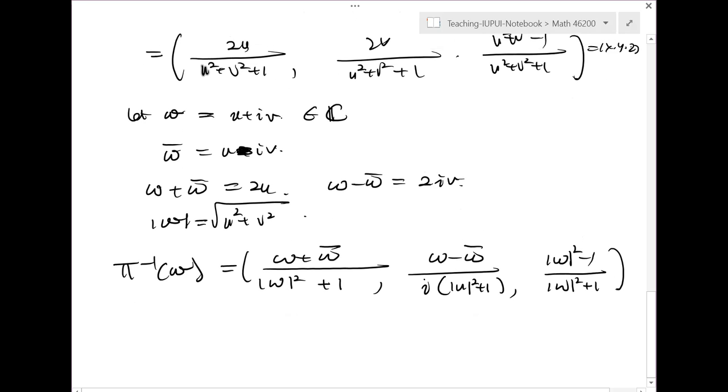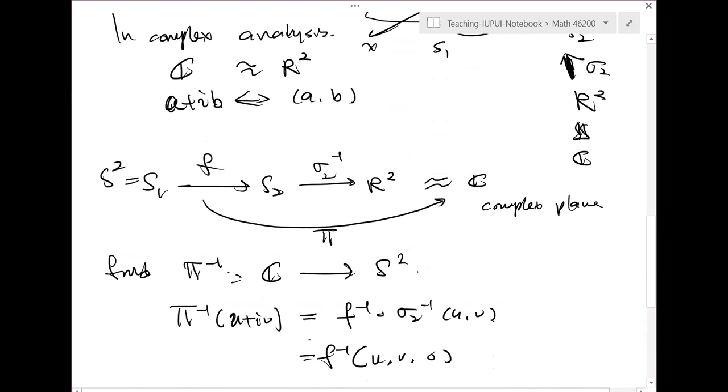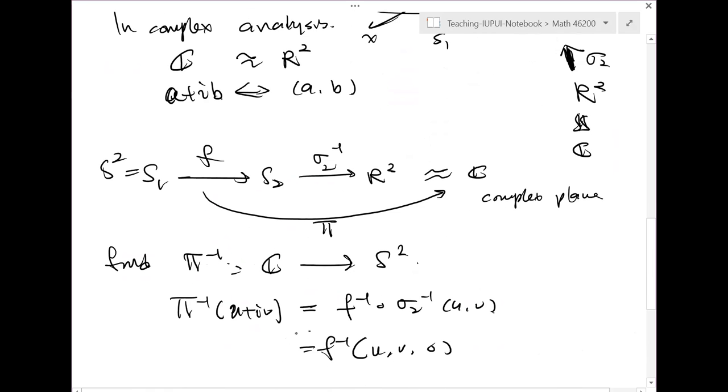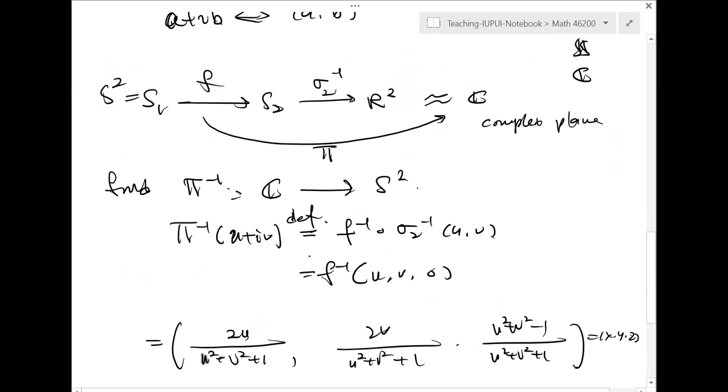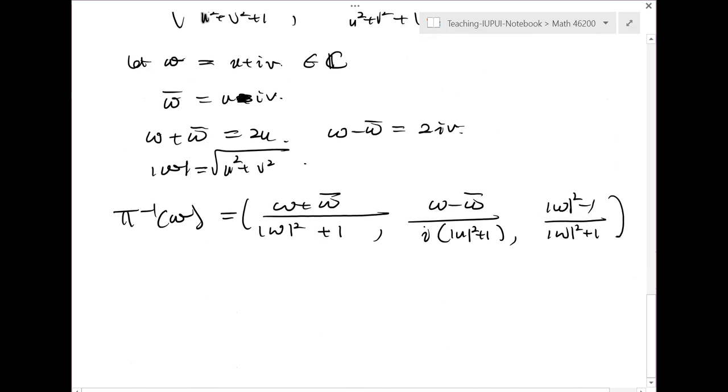So this is the pi definition. What is pi, right? R2 is identified with C, right? Then this is just by definition. This is going to be defined by this formula. That's a definition, okay? So that's about the map.